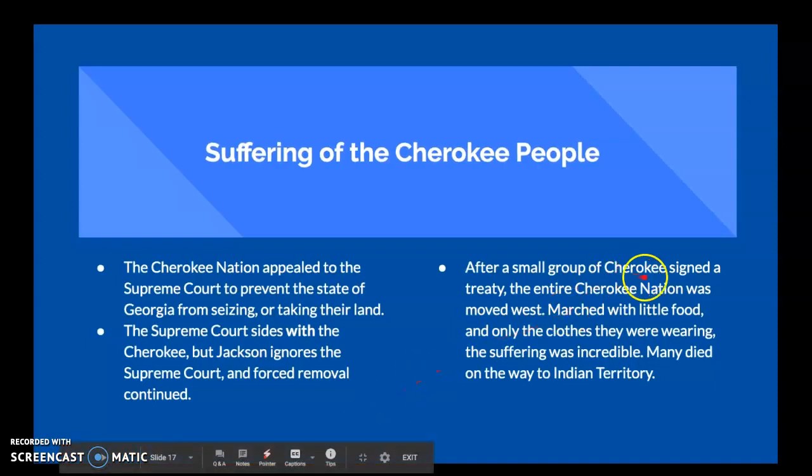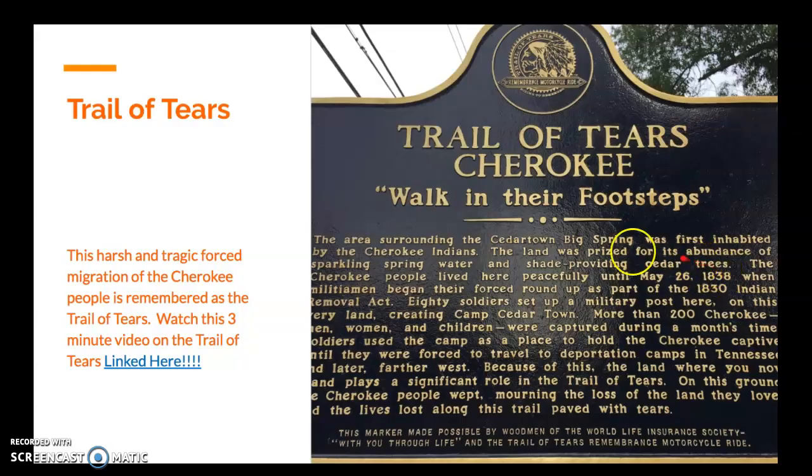So a small group of Cherokee signed a treaty, and they did not even have the support of the rest of the tribe, but this small faction of the Cherokee signed a treaty with the United States, and because of that treaty, the entire Cherokee Nation was moved west. They were marched with very little food and only the clothes they had on their backs, and the suffering was incredible, and many died on the way to Indian Territory. Some people say up to a quarter of the Cherokee people died along the way. So this harsh and tragic forced migration of the Cherokee people is remembered as the Trail of Tears.